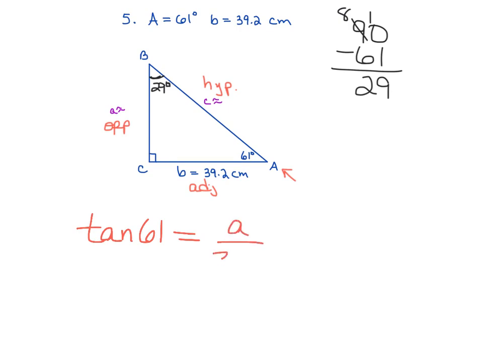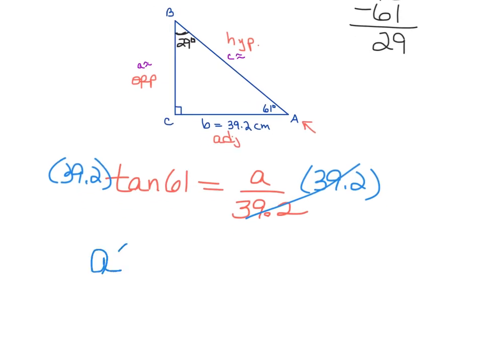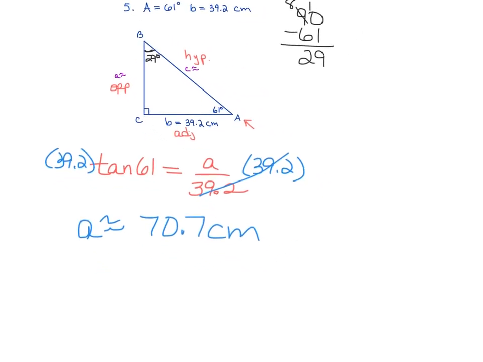So A over 39.2. I'm going to multiply both sides by the 39.2. And then A is approximately, after you multiply those two, equal to 70.7 centimeters. Again, I'm not going to use this newly calculated A. I'm going back and I'm using the 61 and the 39.2, my given.